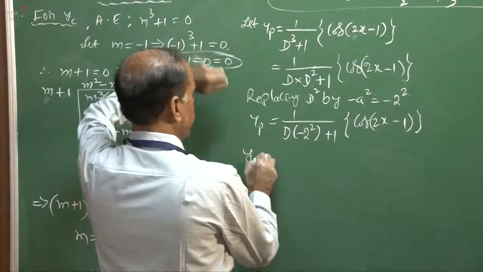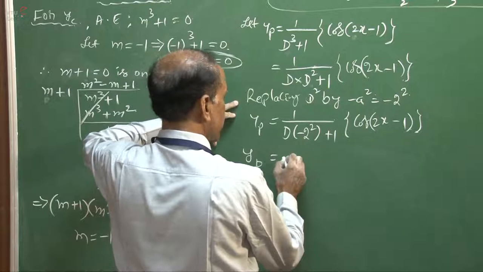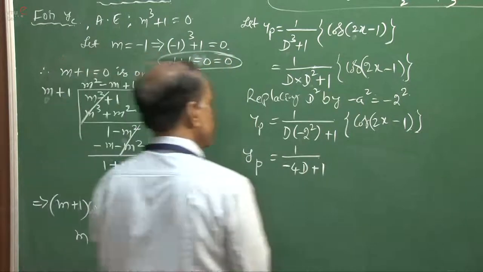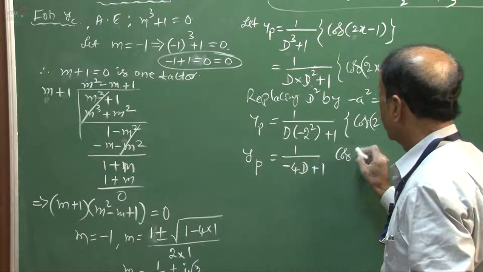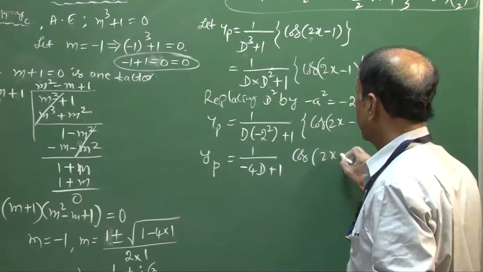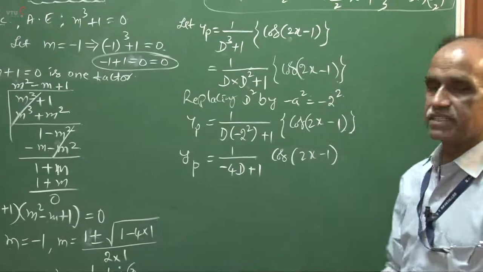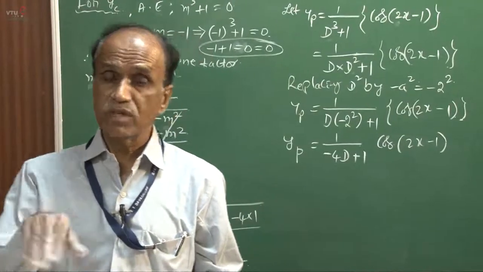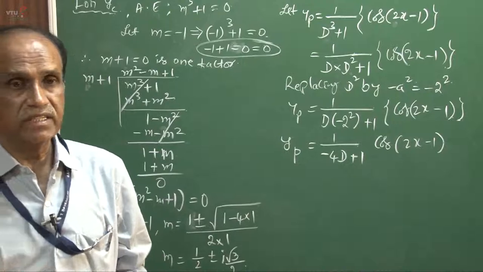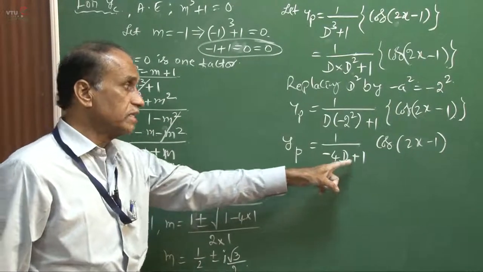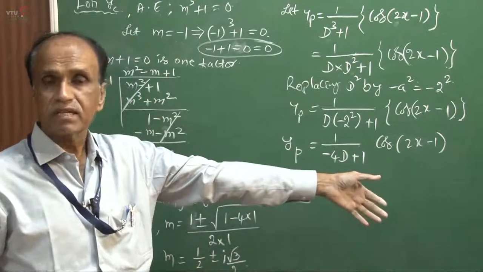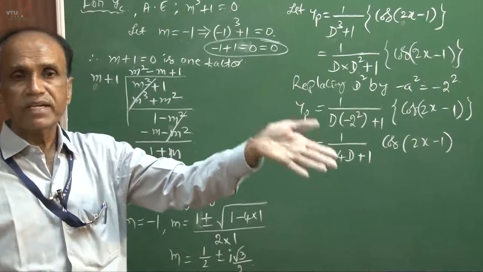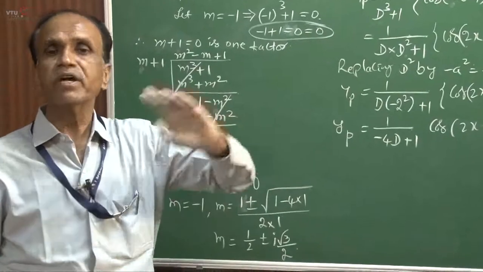Then yp is equal to, minus 2 square means minus 4, 1 divided by minus 4D plus 1, operating on cos of 2x minus 1. Now, how to proceed next? Because we got D to the power first degree. Was it 1 by D, we would have taken the integration, but it is not 1 by D, it is 4D along with one more additional term, so you can't directly use the integral symbol. Therefore, you have to rationalize, that means multiply and divide by some term where the denominator can be avoided. That's all.